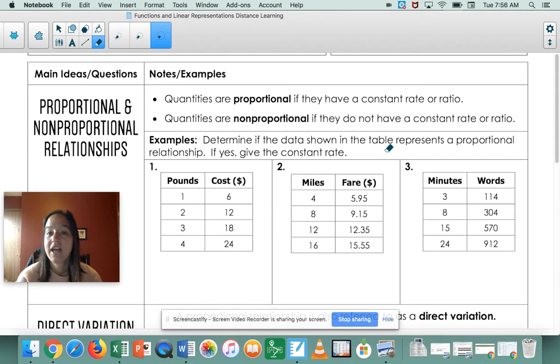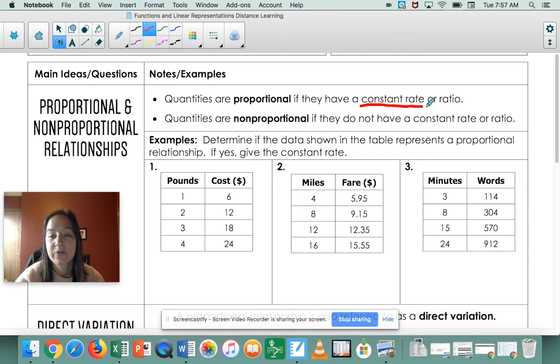You're going to see a lot of what we do today based on what we've been doing, and we're also going to be talking about a little bit that we did when we were in school. So, proportional. Whether a function is proportional means that it must have a constant rate or ratio.